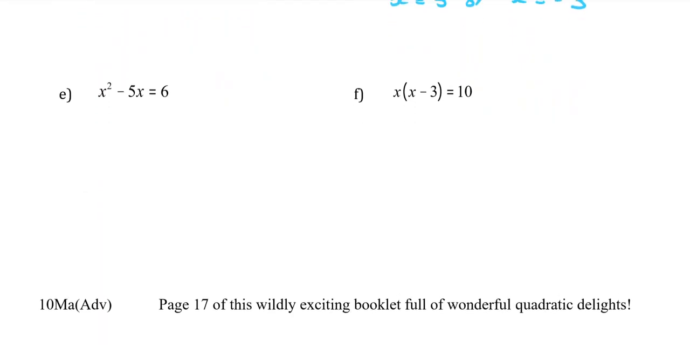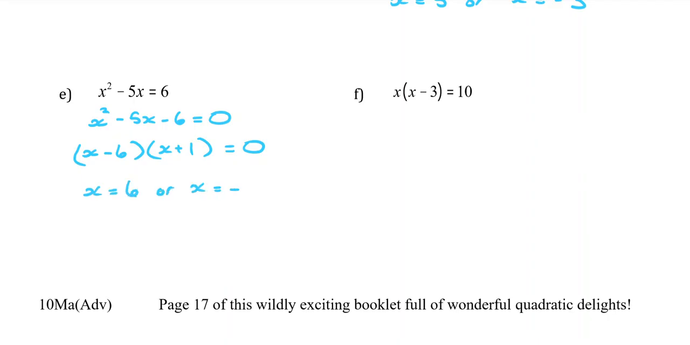In E and F, we need to make sure these are in the right form first before we can factorize. So for E, I have to move the 6 across so that it's x squared minus 5x minus 6 equals 0. Then I can factorize by finding two numbers that times to give minus 6 and add to give minus 5. So that's minus 6 and a plus 1. Then I use null factor to get x equals 6 from the first bracket and x equals negative 1 from the second bracket.